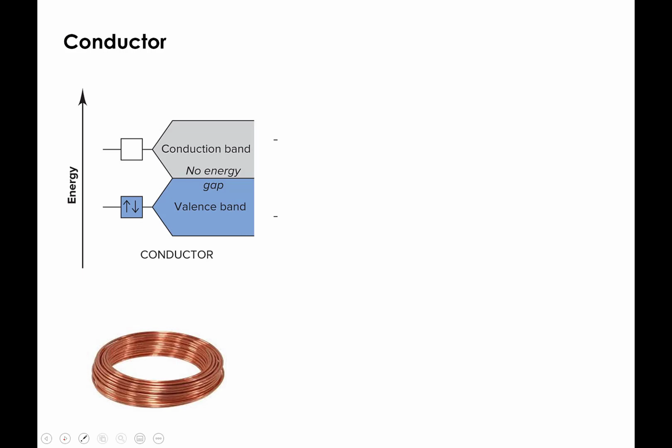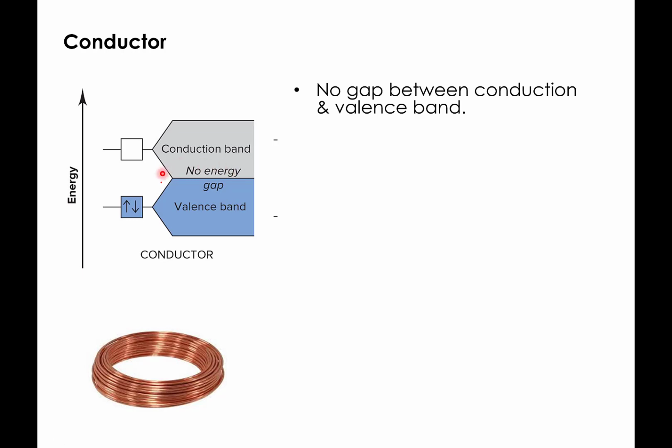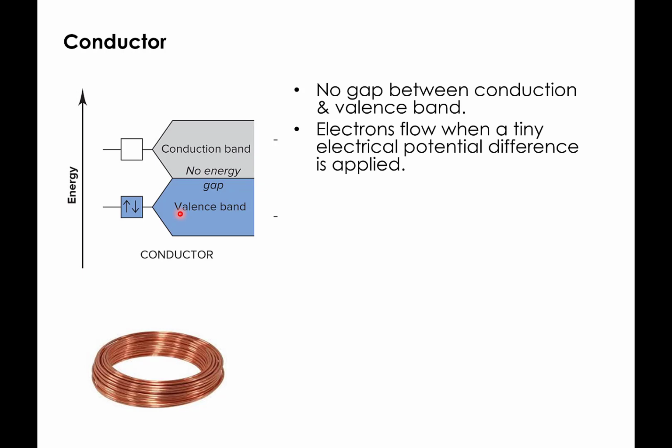Okay, so let's talk about how this affects the properties. So with a conductor, again, there's no gap between your valence and your conduction band. Electrons flow when a tiny electrical potential difference is applied.